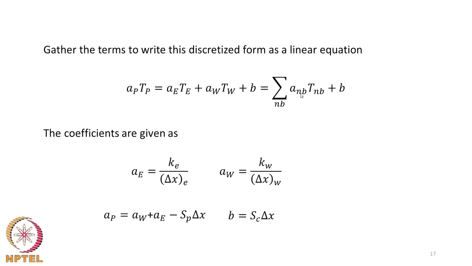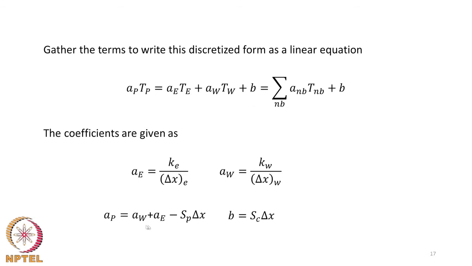And what are those coefficients? It has been seen from the previous slide that it comes as basically a ratio of the thermal conductivity and the distances. And this way we can now see that at any location we can evaluate what would be the temperature as a function of the neighboring locations.